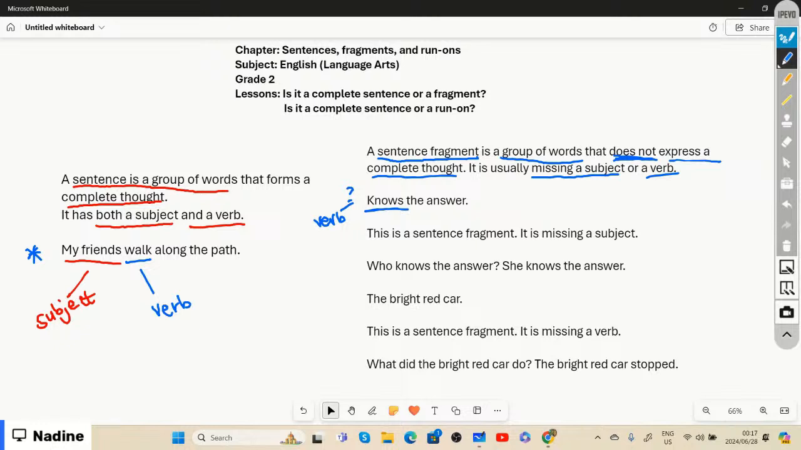Yes, that is correct. "My friends are making art," right? Then "my friends," yes, is the subject. "Making" is the verb because it's something that they are doing. So if somebody is doing something, that is the action, that is the verb.